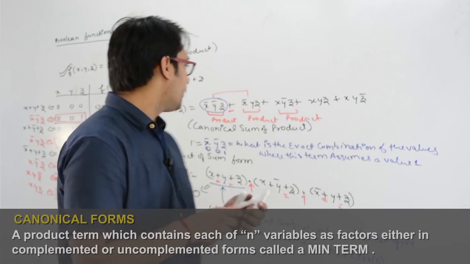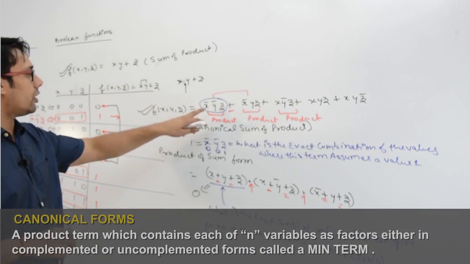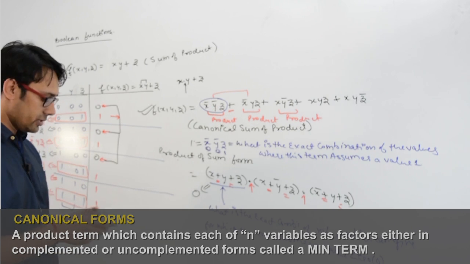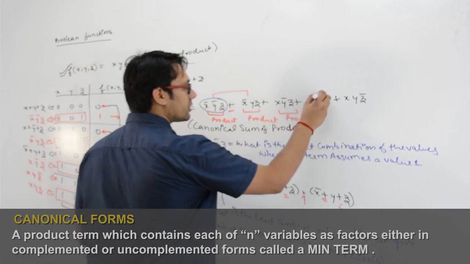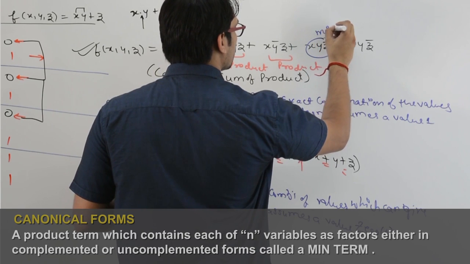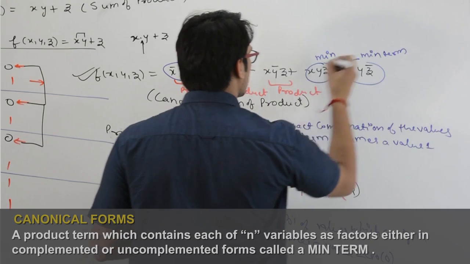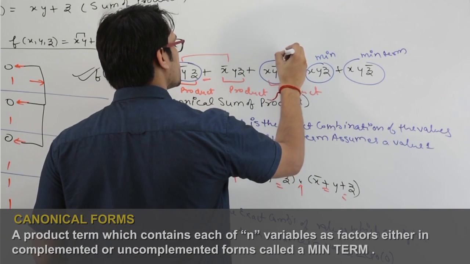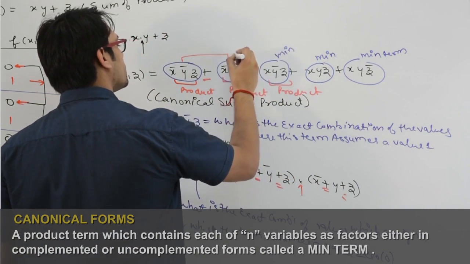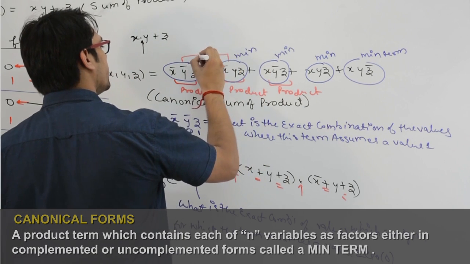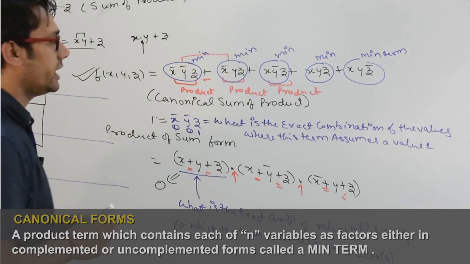For example, here we have each of these variables in complemented and uncomplemented form, and all these terms are called minterms.